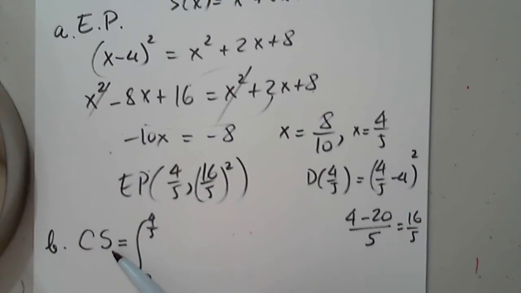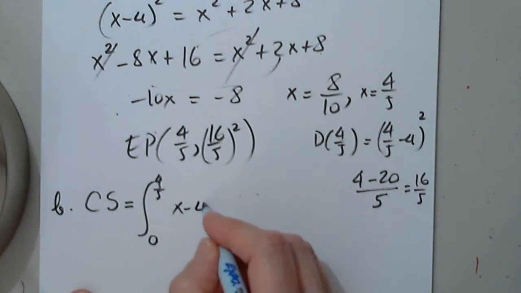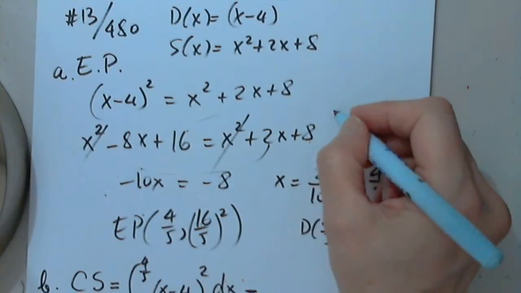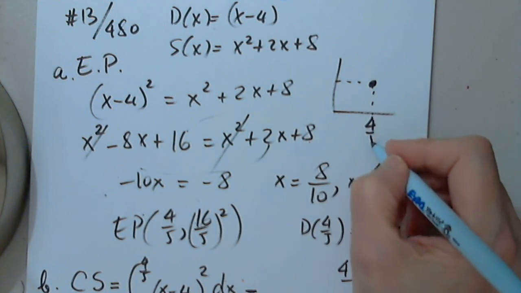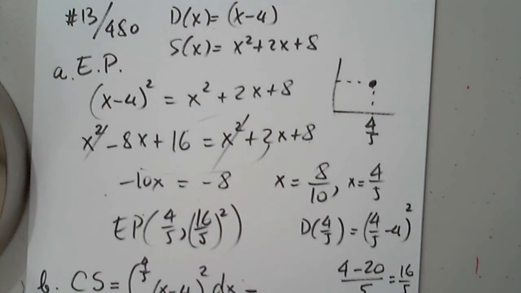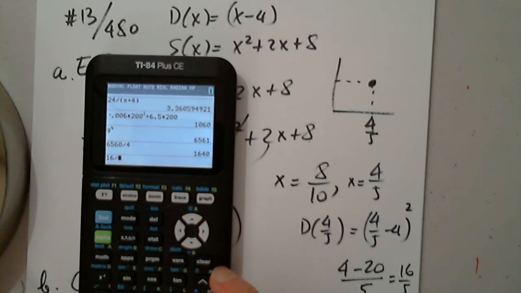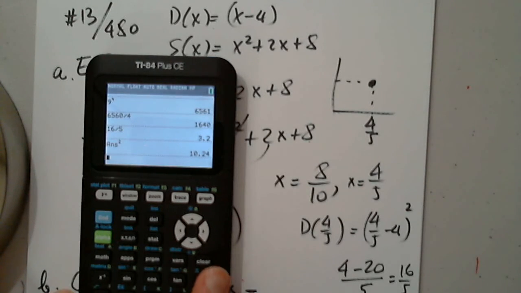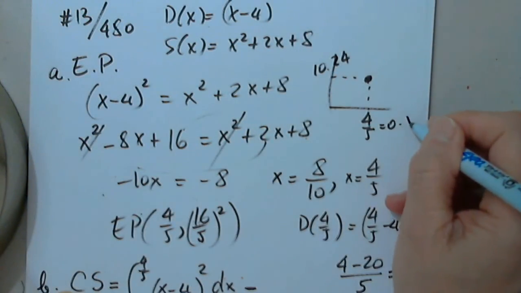Okay, so this is consumer surplus, and this is from the demand. So x minus 4, everything squared dx, minus, remember, this is the equilibrium point. This is the 4/5, and this is the 16/5. How much is that? 16 divided by 5, and if I square that, 10.24. Okay, so 10.24, and this is 0.8.